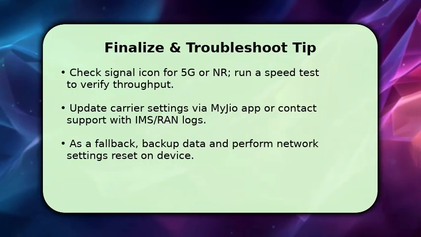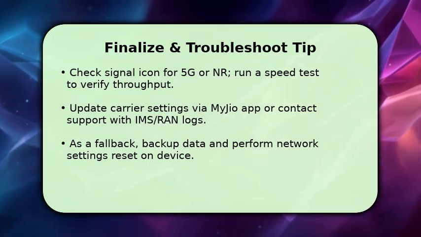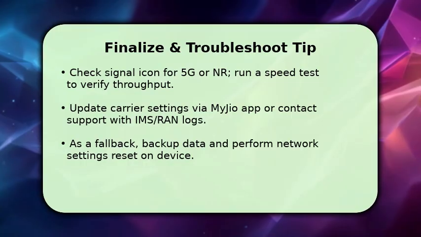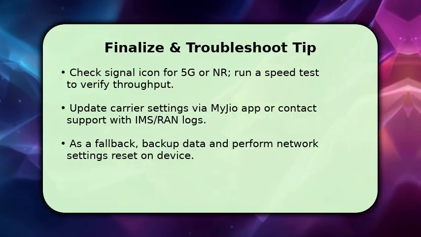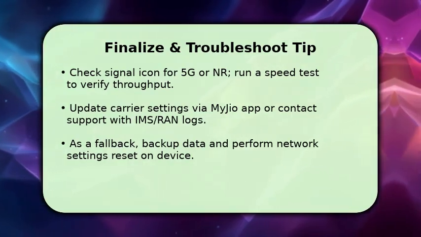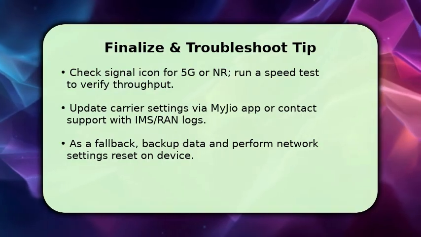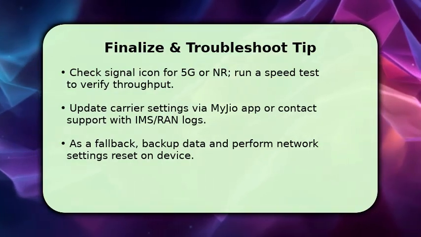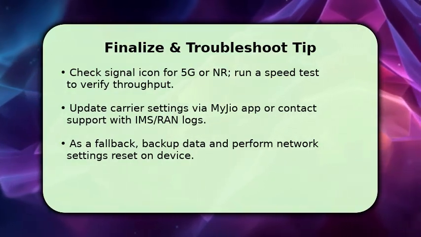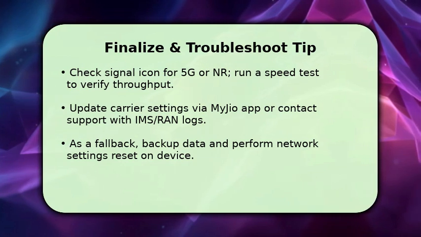Look for the 5G or NR icon and run a speed test to confirm expected throughput. If speeds or registration are incorrect, update carrier settings in the MyJio app or capture IMS and RAN logs to share with support. These logs reveal provisioning or authentication issues.